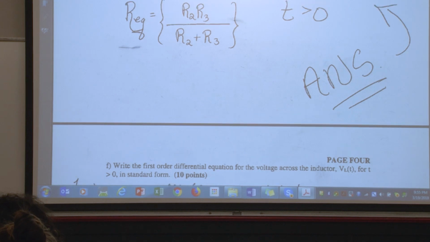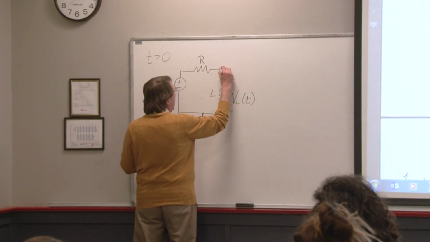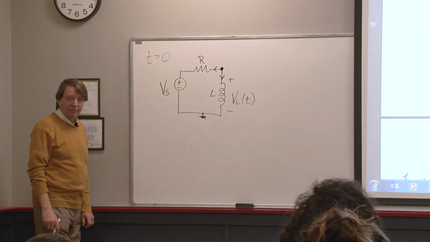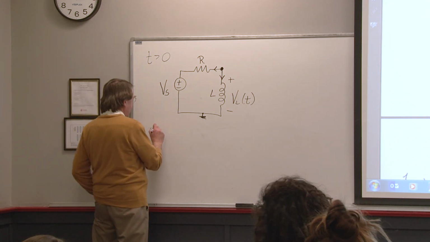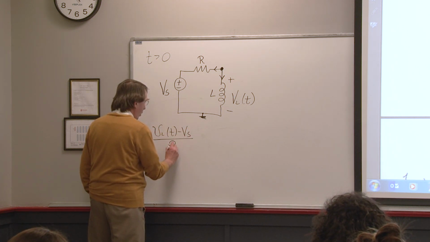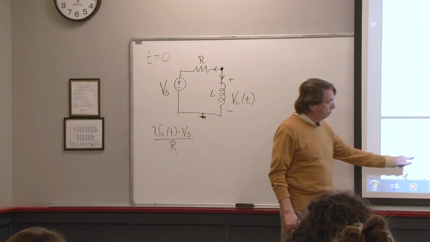Now, let's see if we can figure this out. Since I want voltage, what technique are we going to use? Nodal. Okay. So I put myself in this node up here because I want to get V sub L of t. And that's the node. So I think what we get is V sub L of t minus Vs over R.